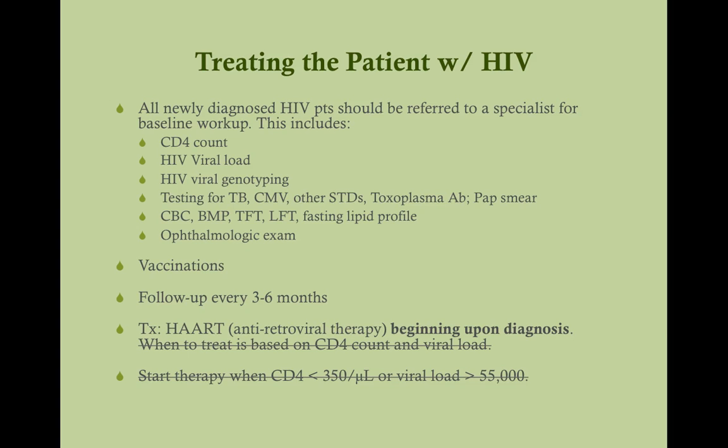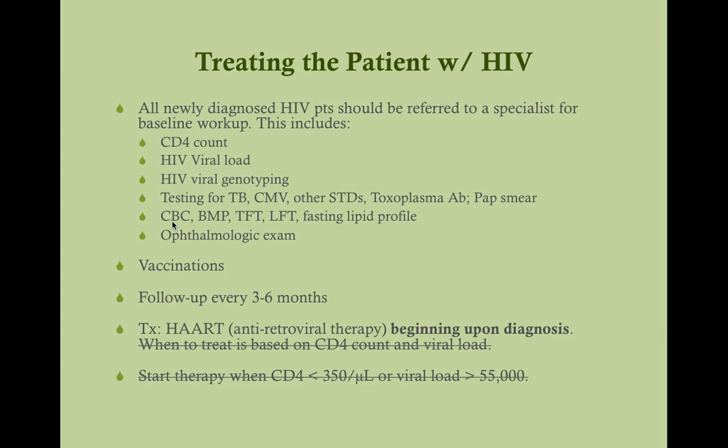You want to get CMV. You want to test for other STDs. HIV is an STD, so you need to test them for other STDs that they may have, gonorrhea, chlamydia, syphilis, etc. You want to get a toxoplasma antibody. Again, toxoplasma can cause an opportunistic disease if this progresses. And then in women, you want to get a pap smear. Why? Because we know that having HIV raises the risk of cervical dysplasia. So you want to get a pap smear.